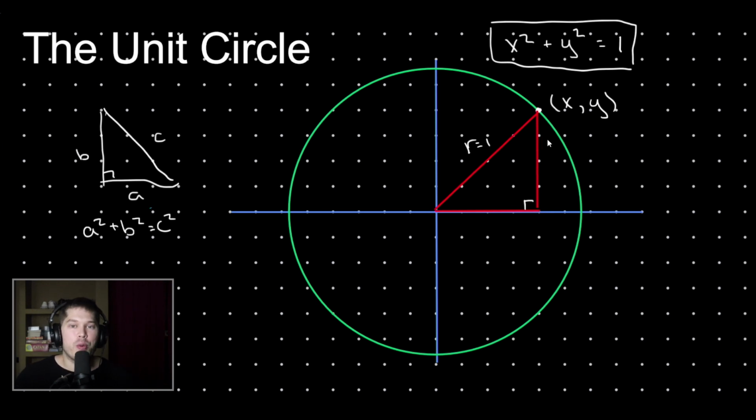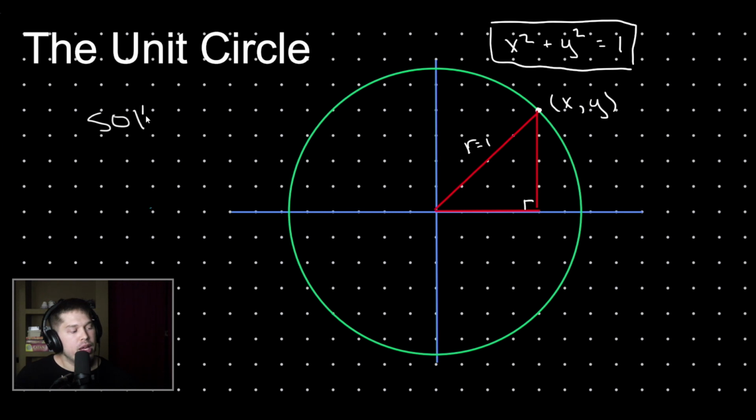Okay, so that is what the unit circle is. Now, how does this relate to trigonometry? Well, one of the first things you learn in trigonometry is the expression SOHCAHTOA. And what does SOHCAHTOA mean? What does it tell us? Well, SOHCAHTOA is a little mnemonic that helps us remember that the sine of some angle theta is equal to the opposite over the hypotenuse.